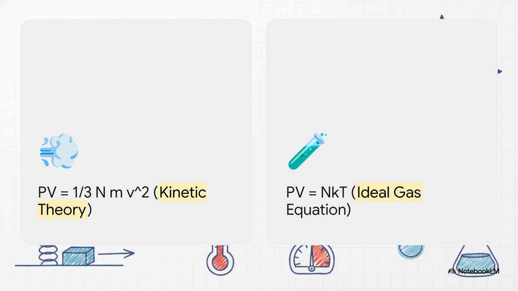Notice what's really interesting here. Both of these totally independent theories equal the exact same thing, P times V. And this equivalence is the anchor we need before the algebraic shuffling begins.